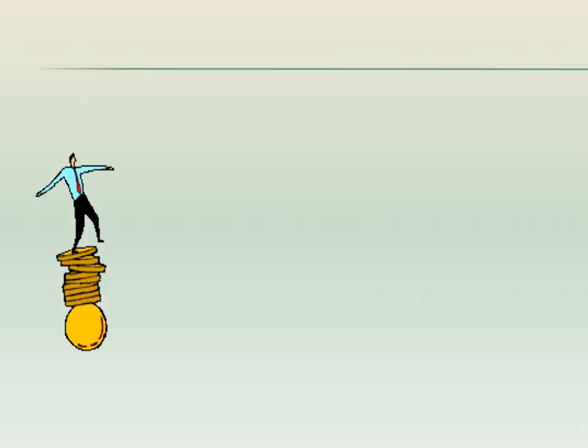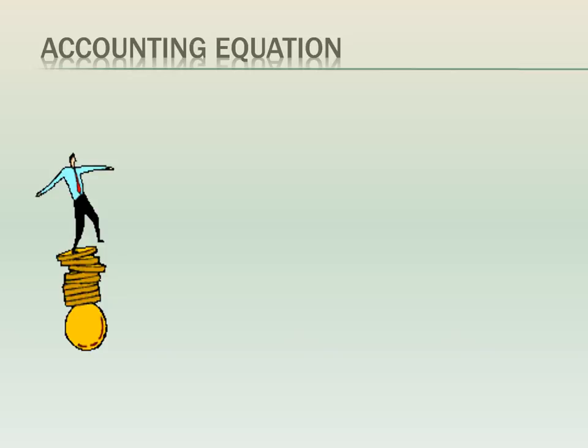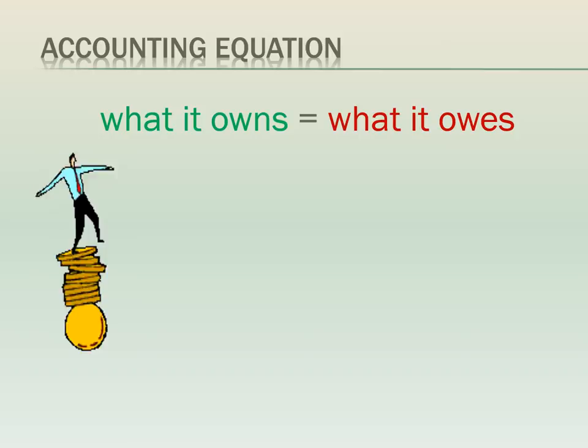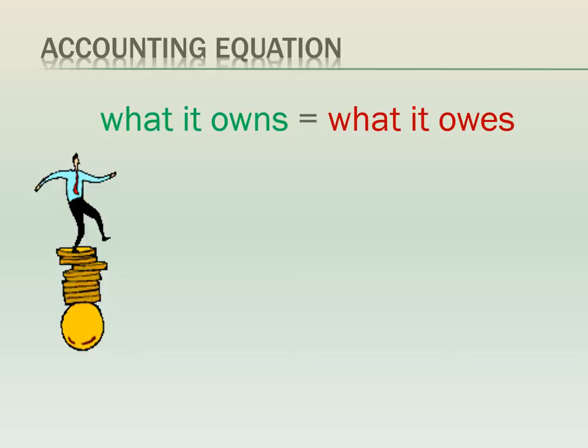Okay, the next subtopic is accounting equations. This is very important because every transaction has effects on the accounting equation. So basically, you need to understand how the equation works. Again, just now we said that what it owns must be equal to what it owes. Apa yang kita ada?